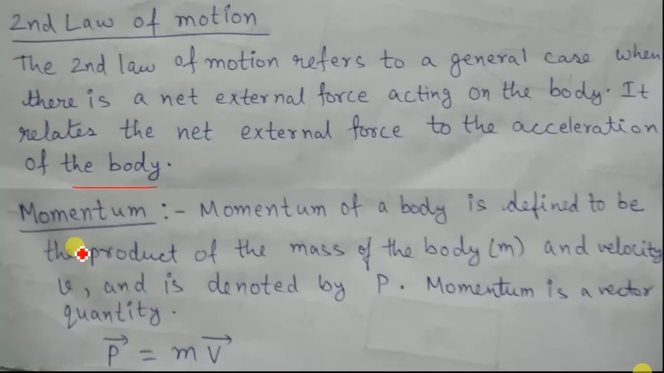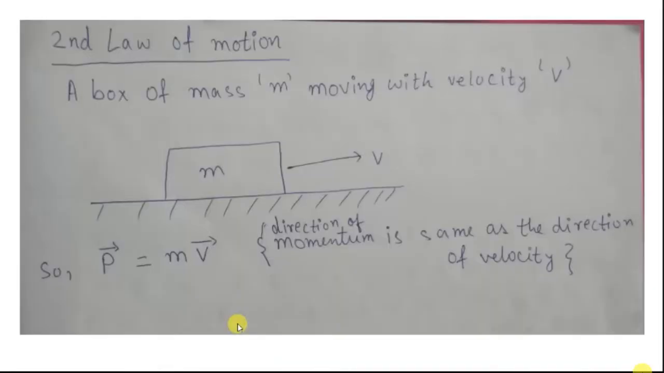Now let us define momentum. Momentum of a body is defined as the product of the mass of the body and the velocity of the body v, and is denoted by the letter p. Momentum is a vector quantity and its direction is in the direction of velocity v. So p equal to mv. Example: a box of mass m moving with velocity v. The momentum of the box is p equal to m into v, and the direction of momentum is in the direction of velocity.